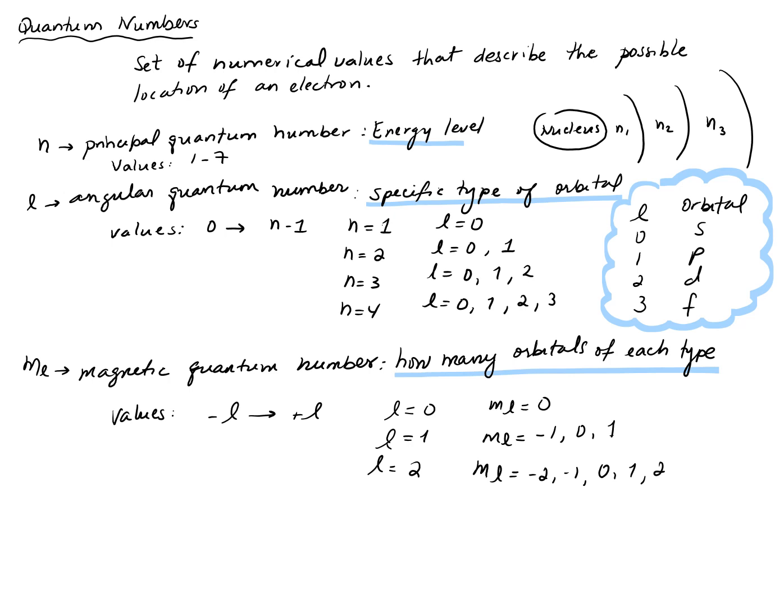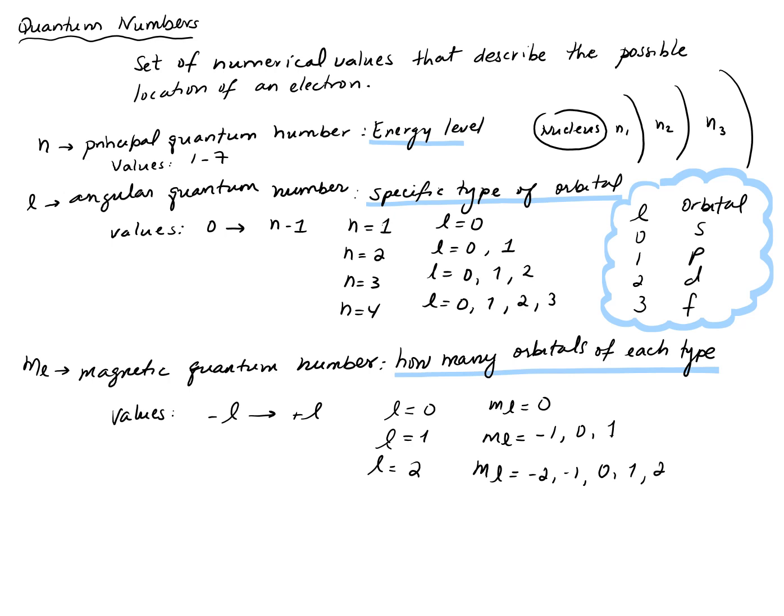Whenever you have a numerical value of L equal to 0, the type of orbital is s. When the numerical value of L is 1, the type of orbital is p. When the numerical value of L is 2, the type of orbital is d. And lastly, when the numerical value of L is 3, the type of orbital is f.